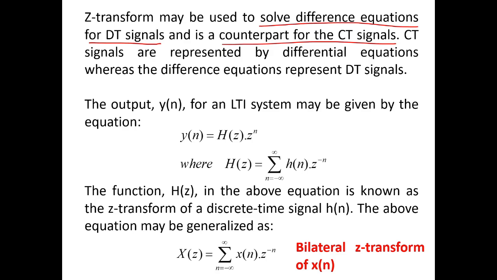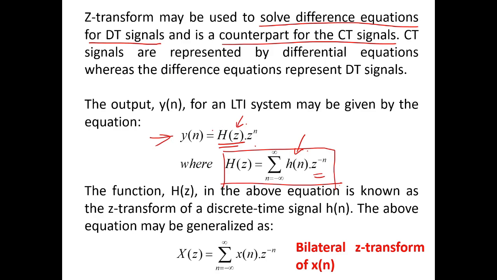In this case, the output of any given system is given by y[n] equals H(z) z to the power n. And what is this H(z)? H(z) is nothing but your impulse response in the z plane, and it is given by H(z) equals the summation of n equals minus infinity to infinity h(n), which is the impulse response in the time domain, multiplied by z to the power minus n.